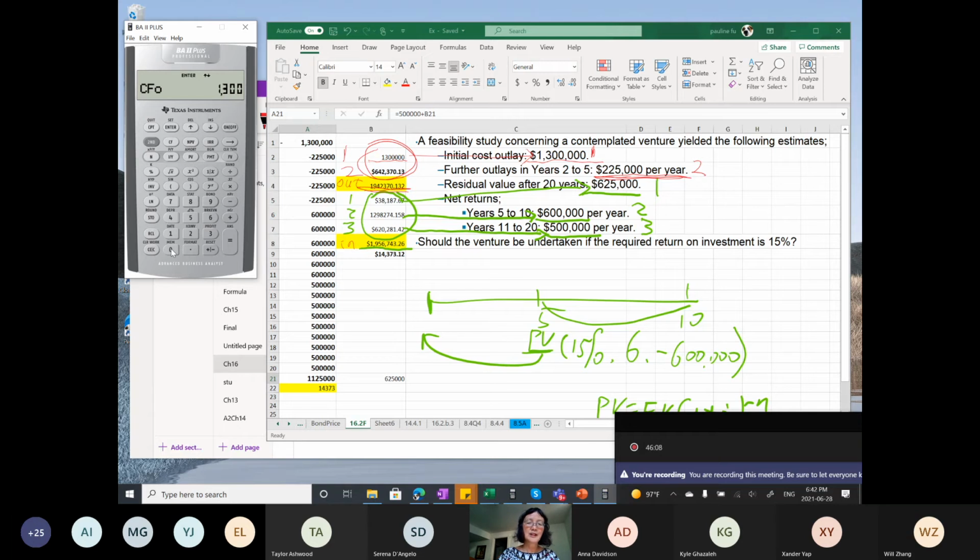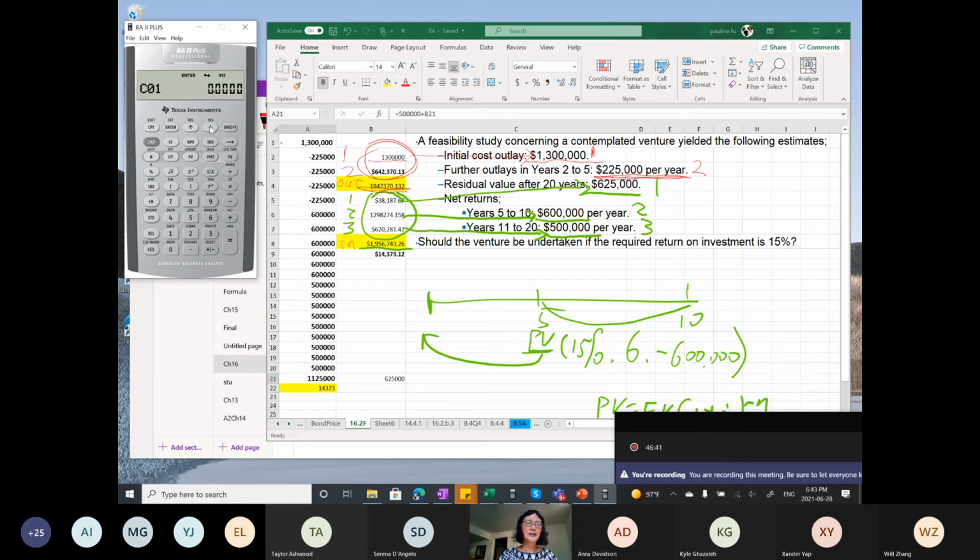Then you enter the initial cost, 1,300. All the numbers I will omit the 000, and it will come out with the same number because we are calculating the net at the end. I will just add this number on the safe side. This is the initial cost outlay, and because it is a cost, it is a negative number. Then enter.